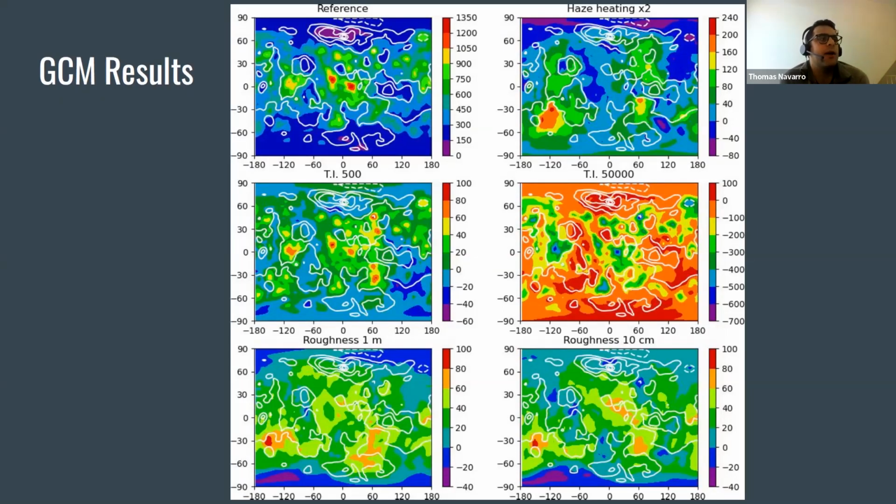For instance, with a higher thermal inertia of 50,000, which is very high and probably unrealistic, we have more heat transported toward the ground, and we change the whole amplitude of the thermal tide. But if we change things like the roughness parameters, we have very localized changes in the amplitude of the thermal tide. So in the next slide, please.